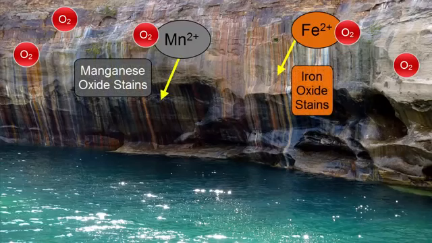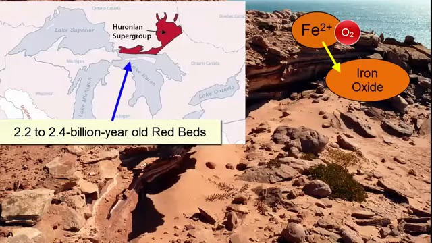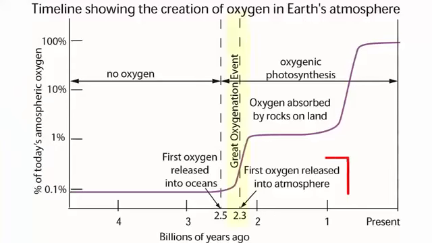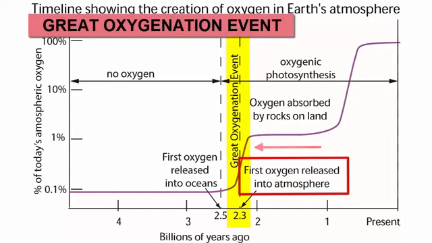The oldest evidence we find of this activity, and thus oxygen gas accumulating in our atmosphere, are from the north shore of Lake Huron, Ontario, Canada. Red beds, iron oxide-rich rocks formed on Earth's surface, dated between 2.2 and 2.4 billion years old. We call this period of time, about 2.3 billion years ago, when oxygen gas began to accumulate in the atmosphere for the first time in amounts as large as 1% of current values, the Great Oxygenation Event.